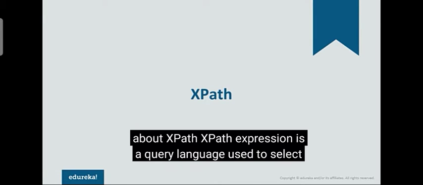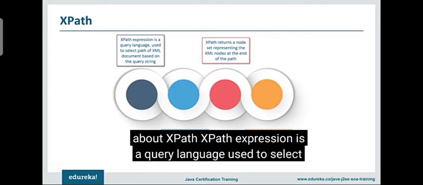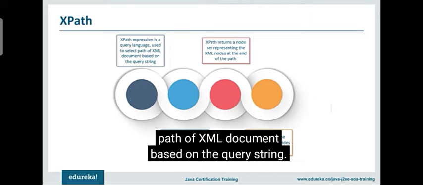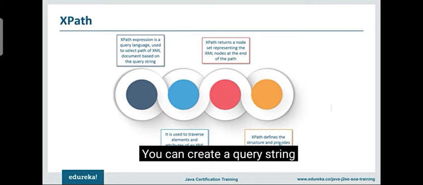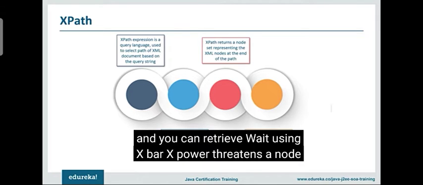Now let's talk about XPath. An XPath expression is a query language used to select parts of an XML document based on the query string. You can create a query string and retrieve the data using XPath.